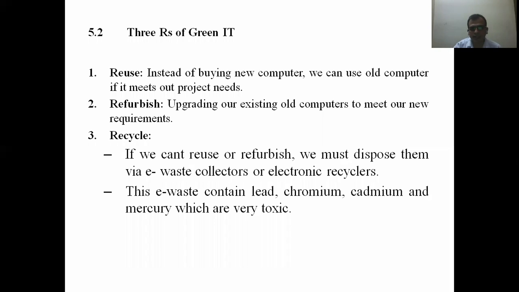Next, the e-waste contains lead, chromium, cadmium, and mercury, which are very toxic. So these materials are toxic materials, so they should be taken care of. So these are the 3 R's of green IT: the reuse, the refurbish, and recycle methods.